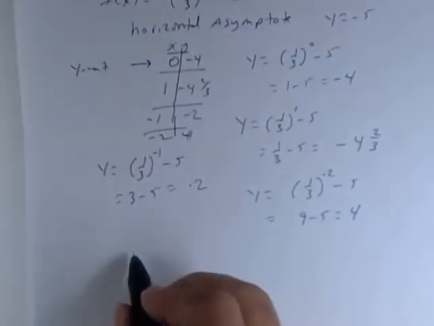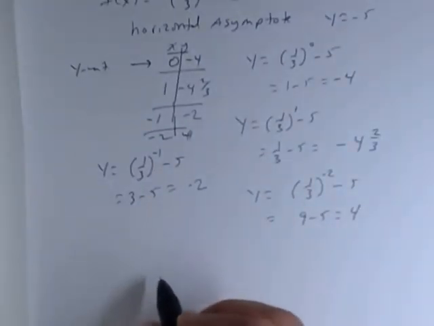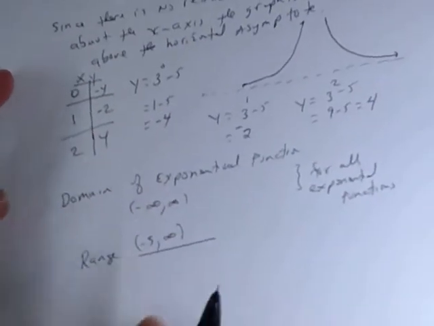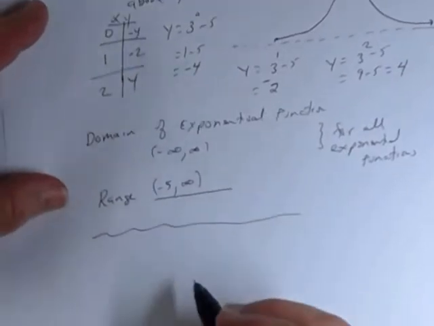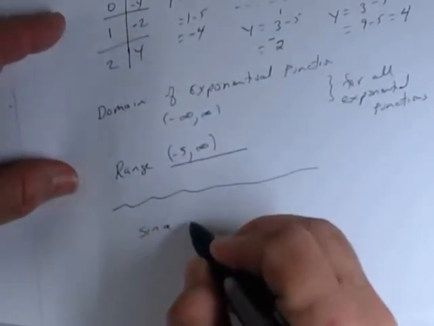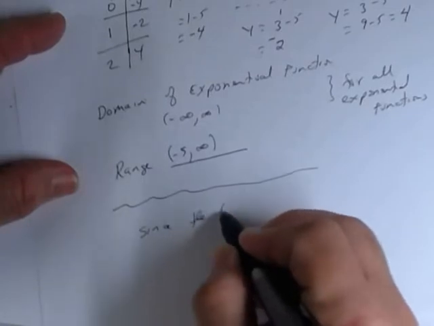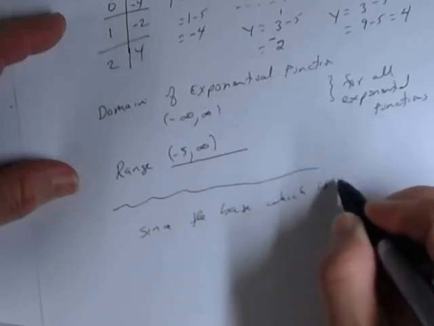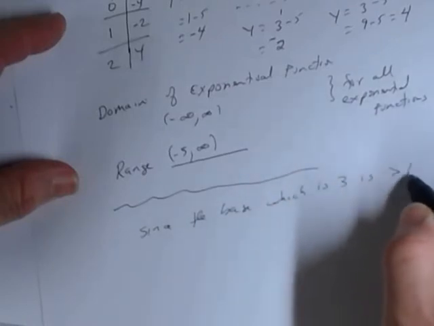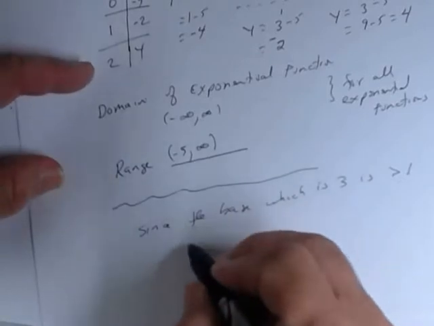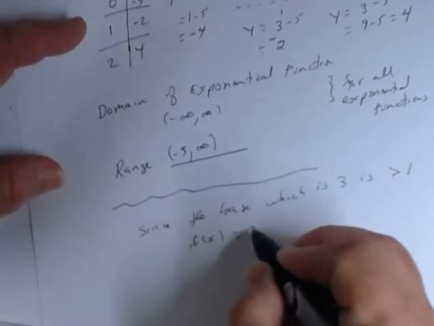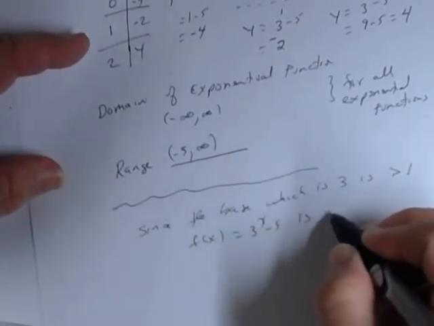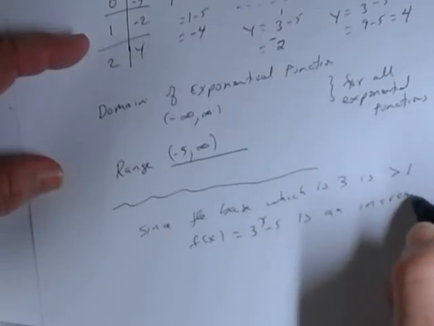I'm going to go back and do it over here. So since, write this right here. Since, I'm going back to this problem we did earlier. Since the base, which is 3, is greater than 1, f of x, which equals 3 to the x minus 5, is an increasing function.